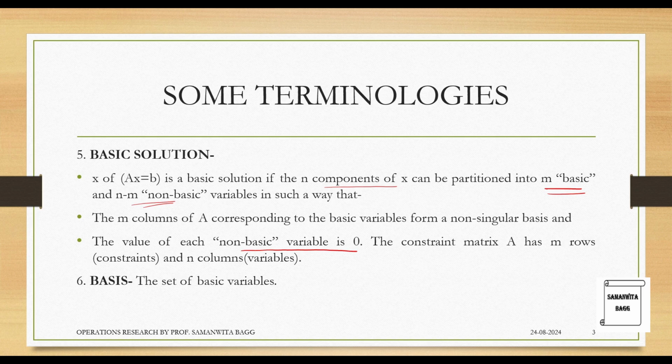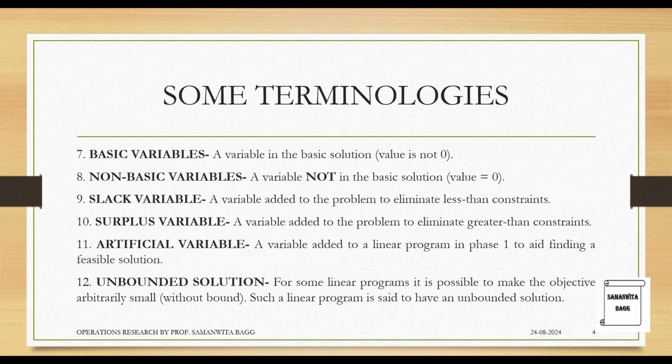Basis: the set of basic variables that you have. You can have basic variables like x1, x2, x3. You may also have certain slack or surplus variables that we are going to discuss, like s1, s2, or, as the problem proceeds, you will also study the artificial variables. So all these are going to be your variables. In this, you will have to sort them into basic and non-basic variables. Basic variable: a variable in the basic solution, whose value is not 0. Non-basic variable: a variable not in the basic solution, and its value will be equal to 0.